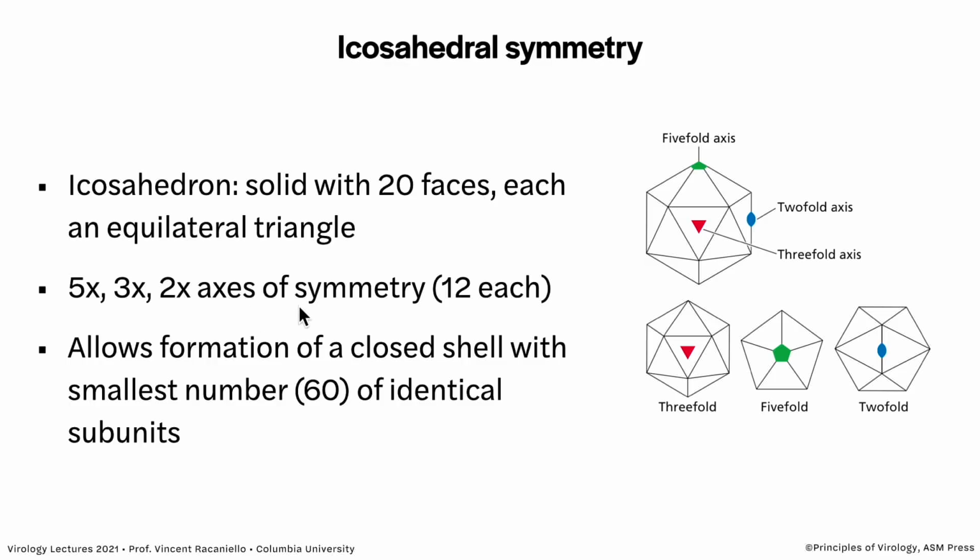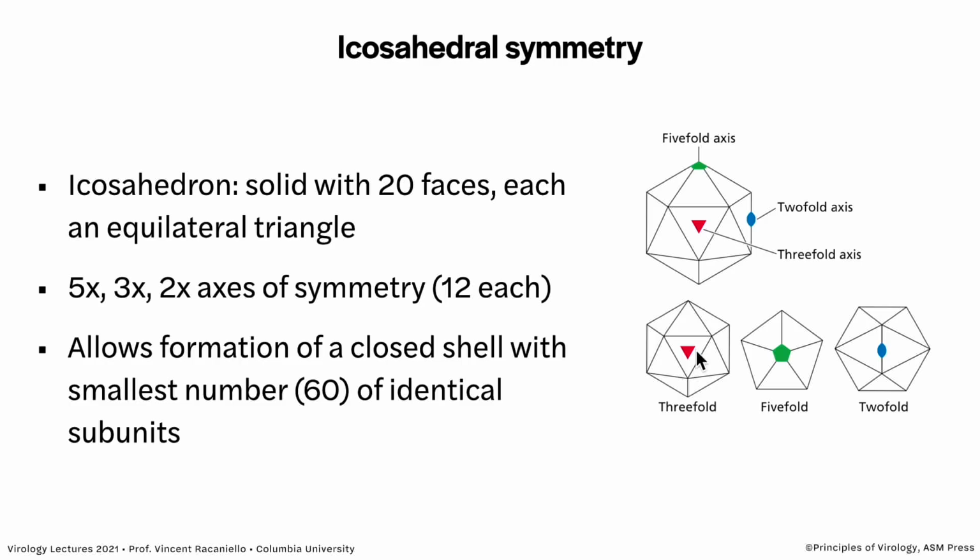Very simple. Well, there are 5, 3, and 2-fold axes of symmetry. They're 12 each. You can count them up. 5-fold axis is here in green. It simply means there are 5 copies of the subunit, the structural unit, around the 5-fold axis. 2-fold, there are 2 copies. 3-fold, there are 3. And you can see them here, 5-fold, 2-fold, and 3-fold.